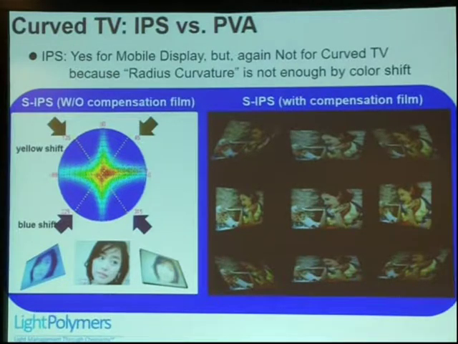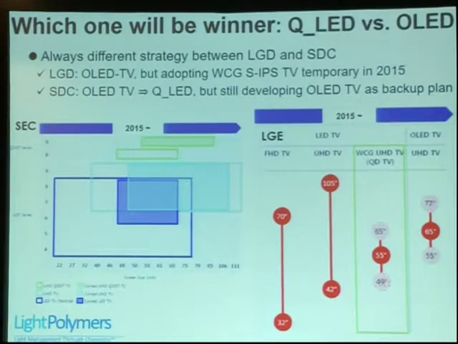Okay, this is anyway. Which will be the winner between QLED and OLED? We don't know yet. Anyhow, as a tentative solution, LG Display took the wider color gamut SUPER IPS TV temporarily, and Samsung Display is focusing on QLED.